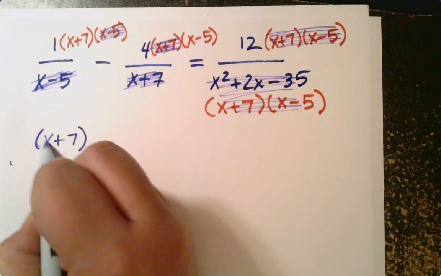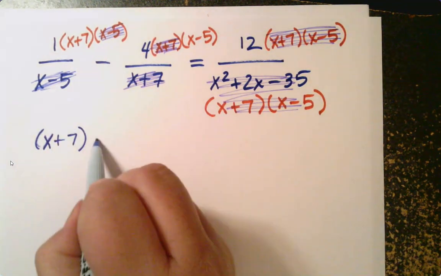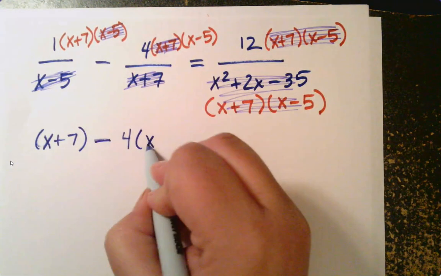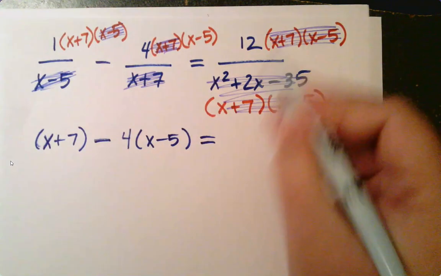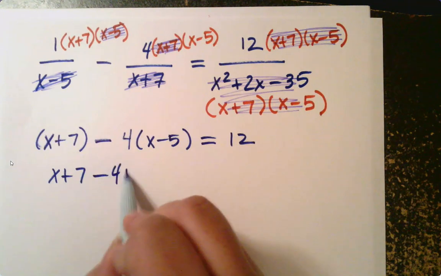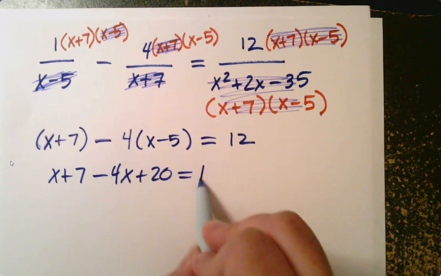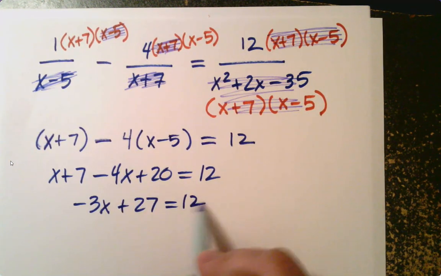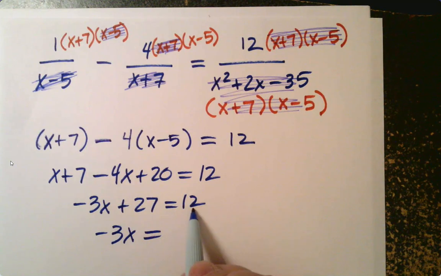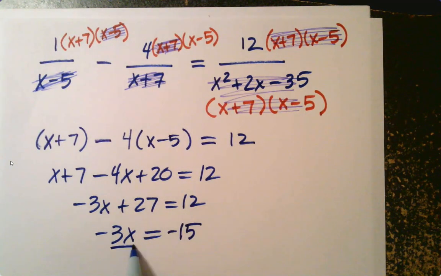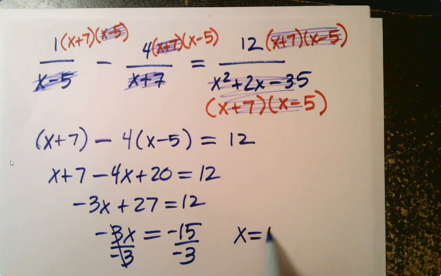Uh-oh, I left the lid off my marker. Minus 4 times (x minus 5) equals 12. So x plus 7 minus 4x plus 20 equals 12. Negative 3x plus 27 equals 12. Negative 3x equals 12 minus 27. What is that? Negative 15. And then I can do this, and x is 5.